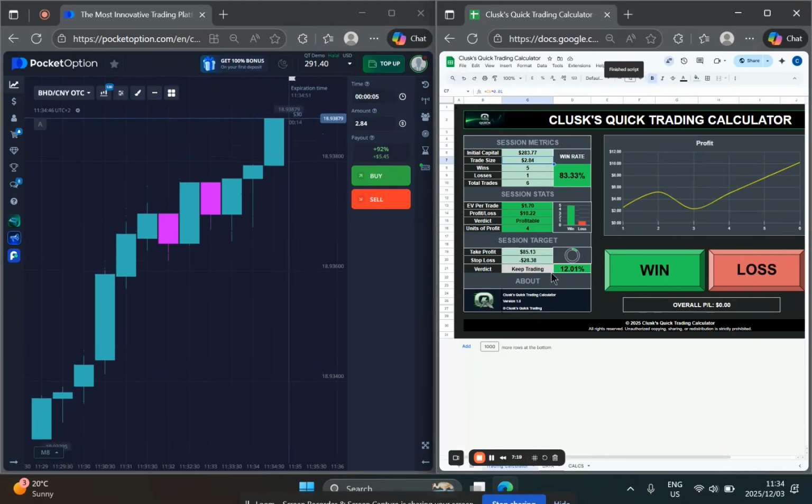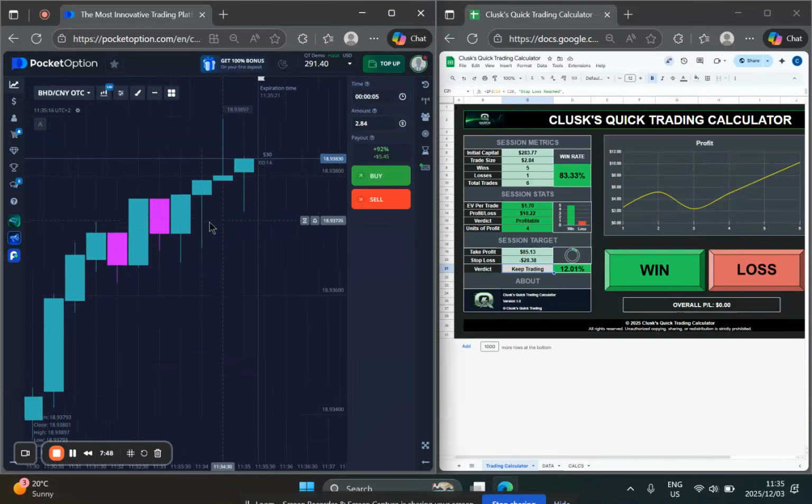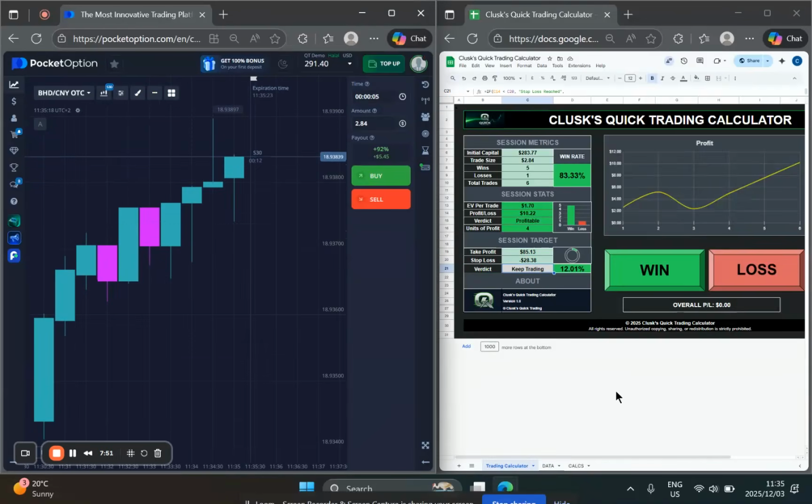So another cool thing about the calculator is it uses smart risk management of aiming towards 30 units of profit for your take profit and 10 units of losses for your stop loss. So right now, we are only 12% progressive towards our take profit because we've only made $10 here on the demo account, but the goal is 85. So we are obviously given the verdict that we need to keep trading. I don't believe we will hit that target this video, but it's more just to showcase the power behind the strategy, because I have been hearing good things about it.